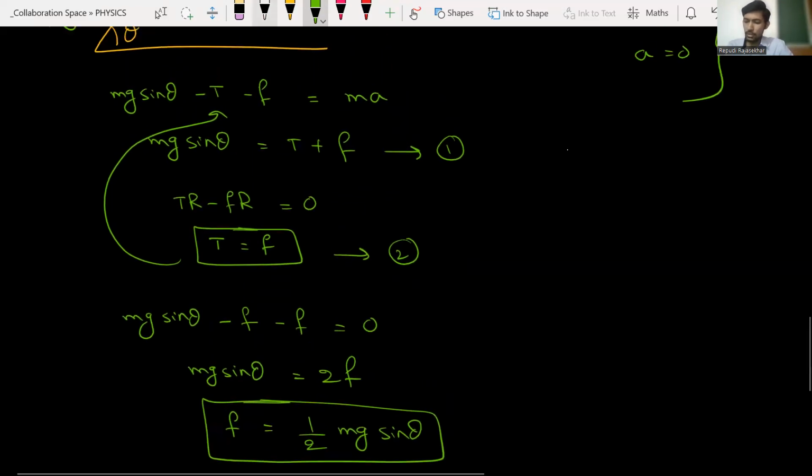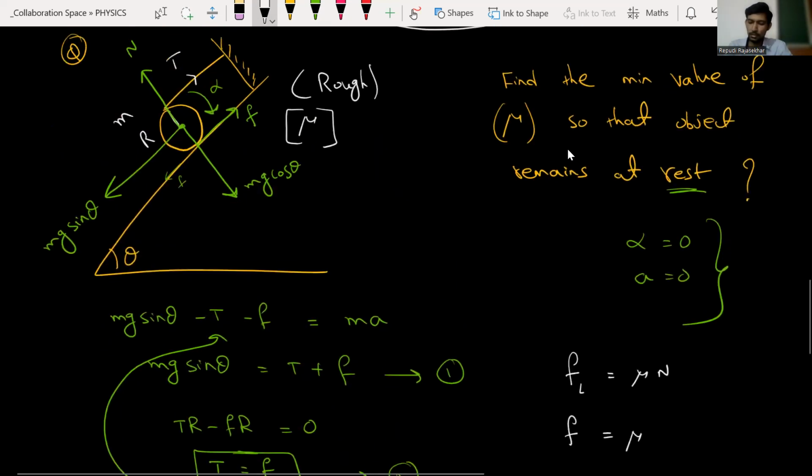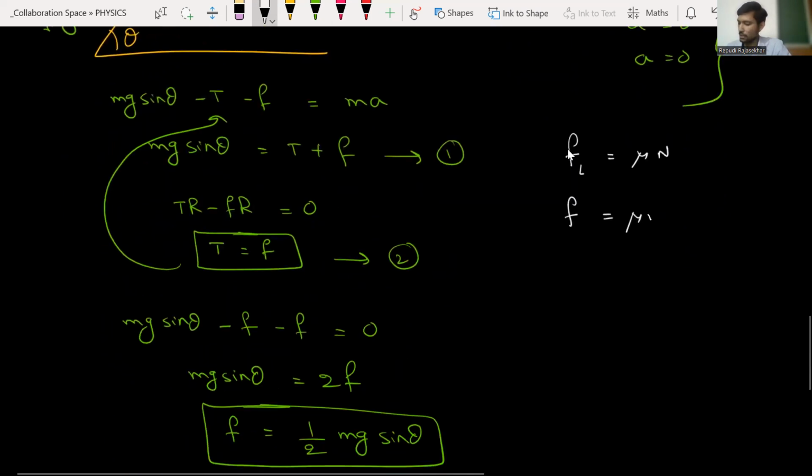But we know one thing, that the maximum frictional value, or maximum static friction value, is nothing but the limiting friction, and its formula is mu into N. So f equals mu into N, and if you observe the diagram here, the normal force N equals mg cos theta. So instead of N, write here mg cos theta.